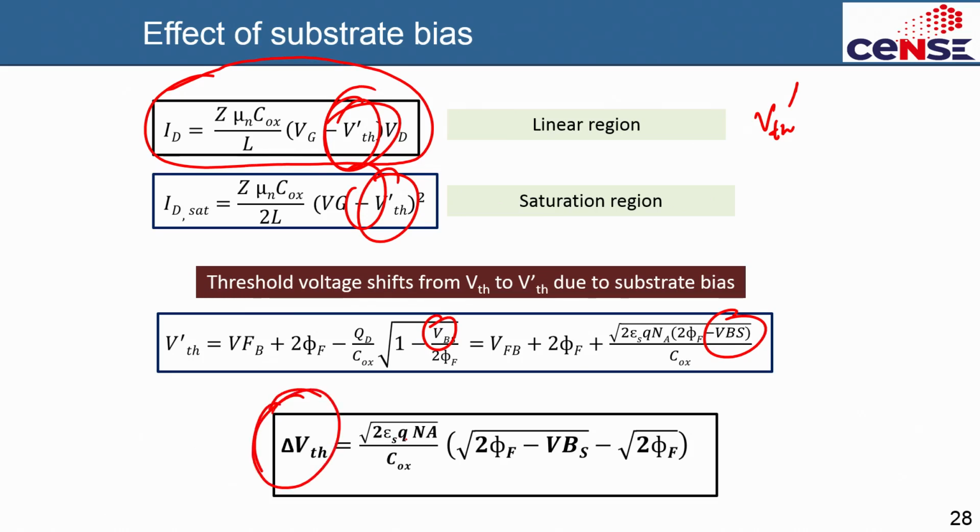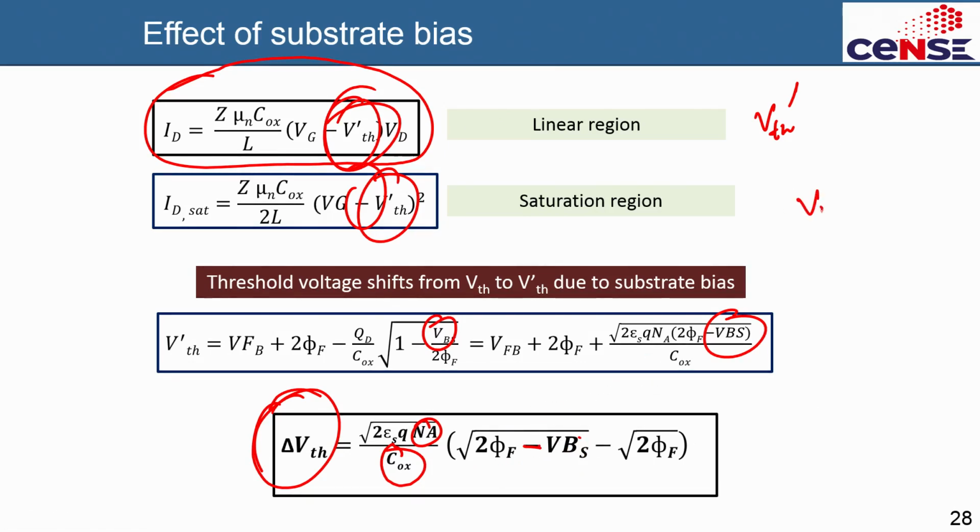This is 2 epsilon q square root Na. Na is the doping of the substrate, the p-type substrate. Cox is the capacitance value, and this is 2 phi, the band bending. VBS is the extra voltage being applied. This is a negative quantity, typically, it has to be a negative quantity. So what I am trying to say is that this negative sign and the negative quantity will make it positive. Okay, so keep that in mind.